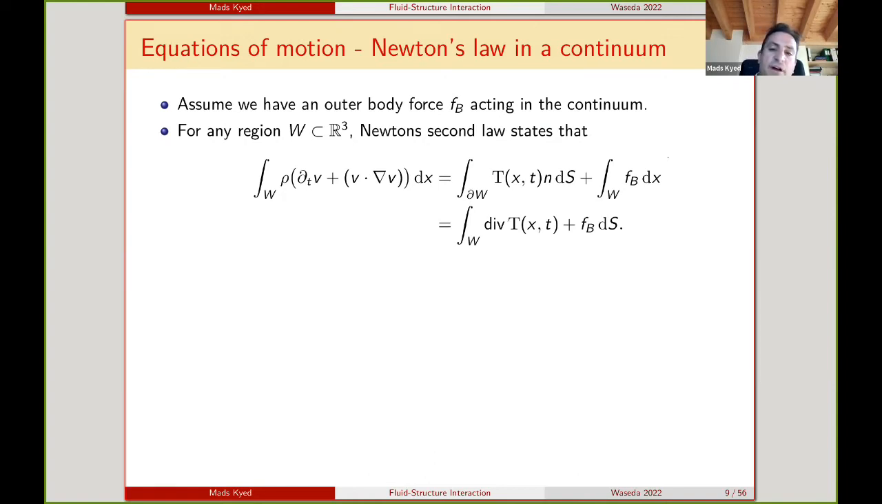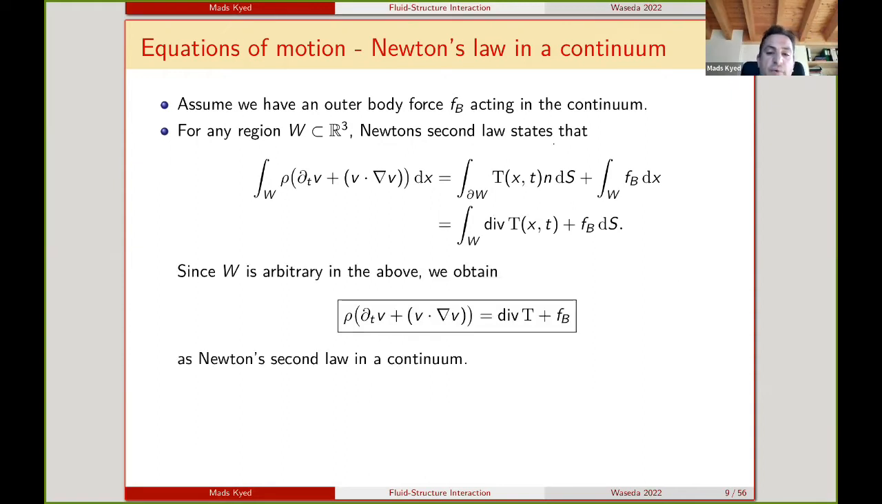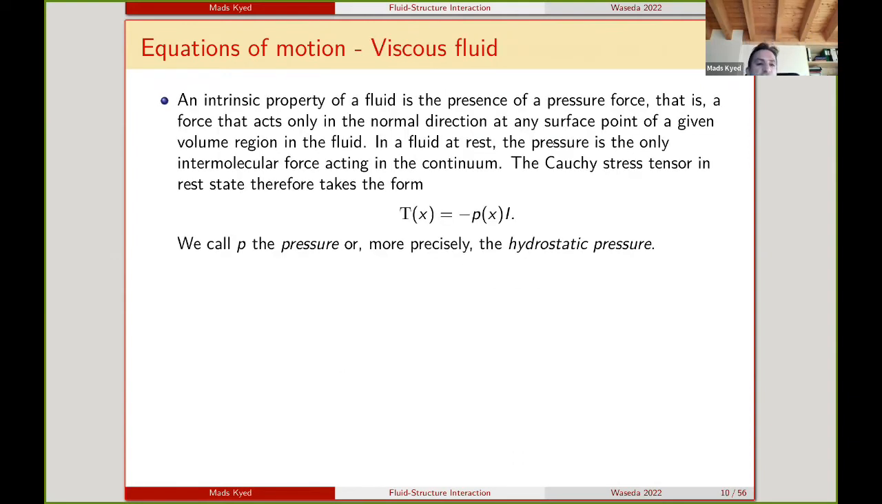Again, we apply the Divergence Theorem to convert the surface integral into a volume integral, and we end up with Newton's second law in a continuum. Okay, so that's the basic stuff we need from continuum mechanics.